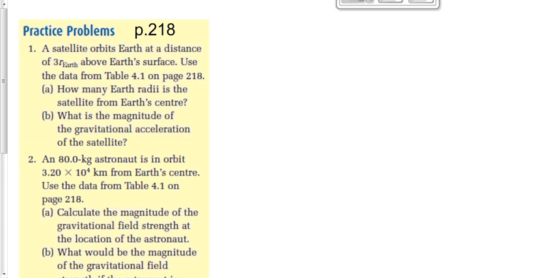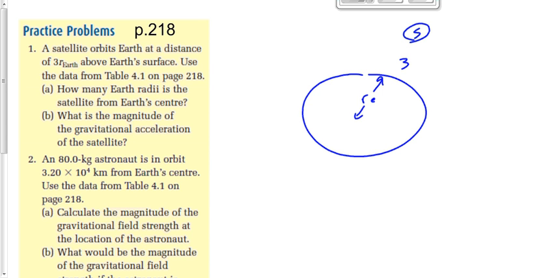Well, if this is the radius of the Earth, then the satellite is up here, 3 times the radius of the Earth up here. So the total distance from the satellite to the center of the Earth would be 4 times whatever the radius of the Earth is. So all you do is say 4 times 6.38 times 10 to the 6th, the number that's given to you on your table.